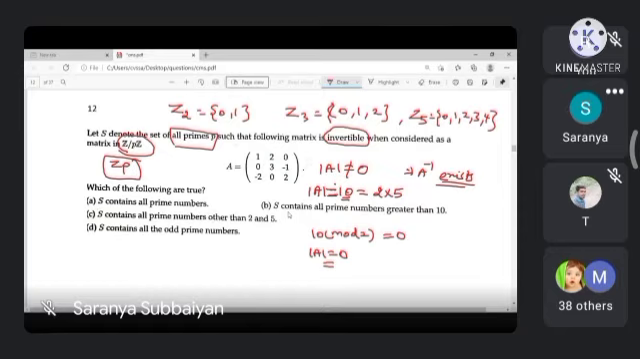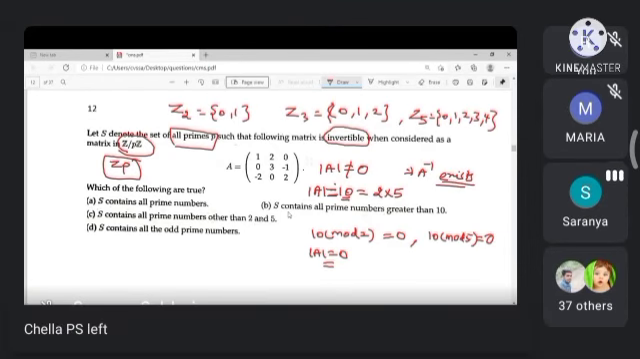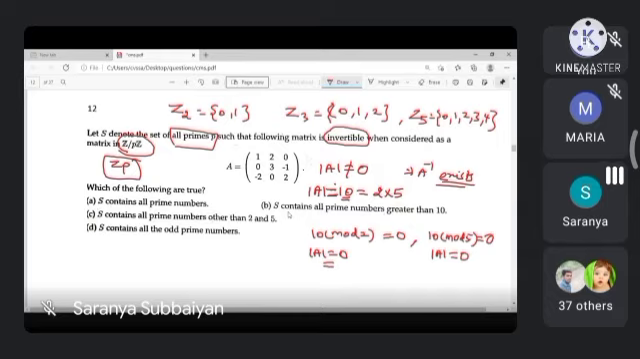Again, 10 mod 5, what is the answer? 0. If you are taking Z5, it is 0, so the determinant is 0. For these two values, the determinant of A is equal to 0. Okay, so except for these values.